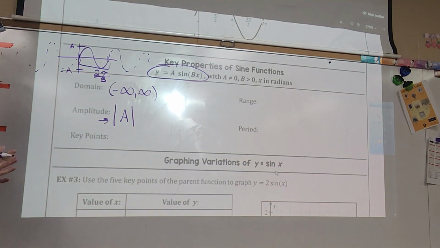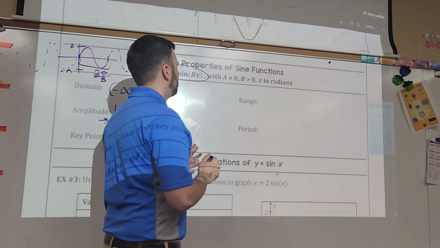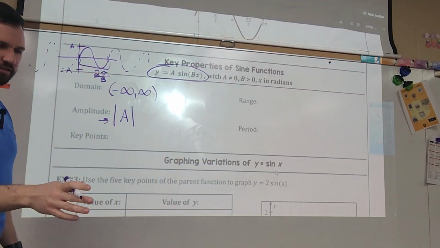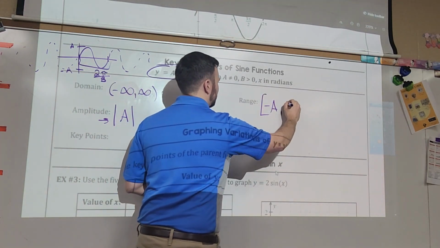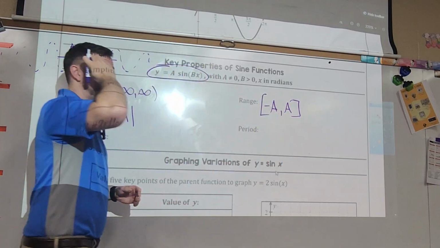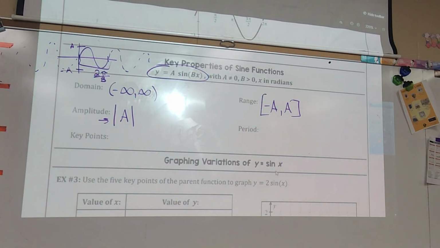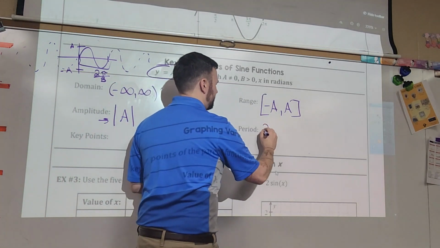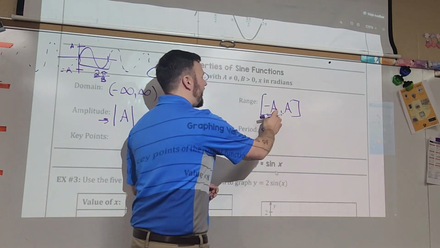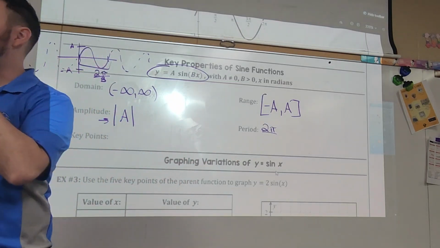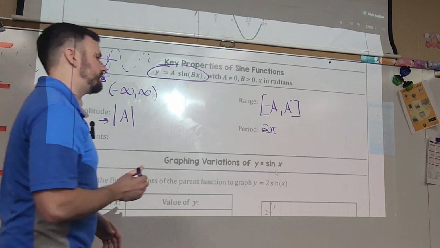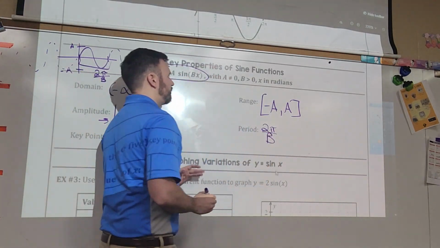Okay? So what's my range going to be? My range would be negative A to A. Whatever number's in front, right? Because it's going to go down to and up to it. Because remember, my amplitude goes in both directions. And then my period's going to be, so my range gets multiplied by A, but my period gets divided by B because remember, it's inverse. It's inverse once in there.